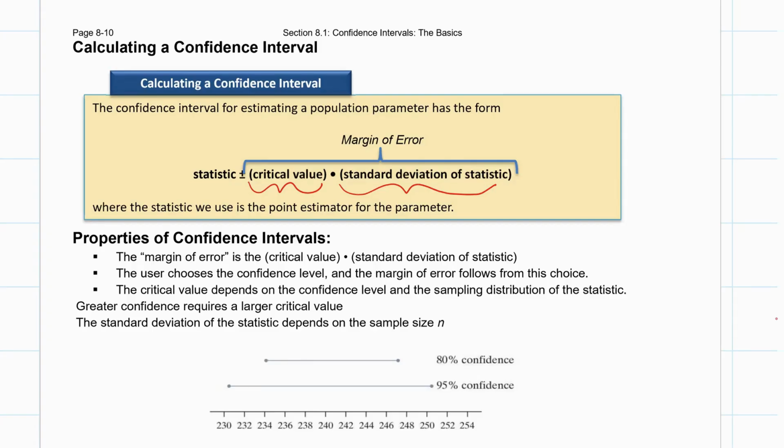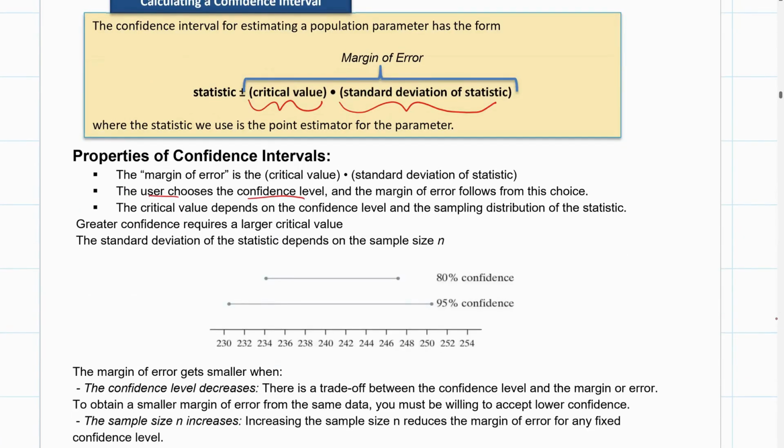A couple of things that I want you to have an intuitive feel about is that the user chooses the confidence level. The user chooses whether this is going to be a 90% or 95% or a 99% confidence level. And that drives the value of the critical value. The value of the critical value will get larger with larger confidence levels.